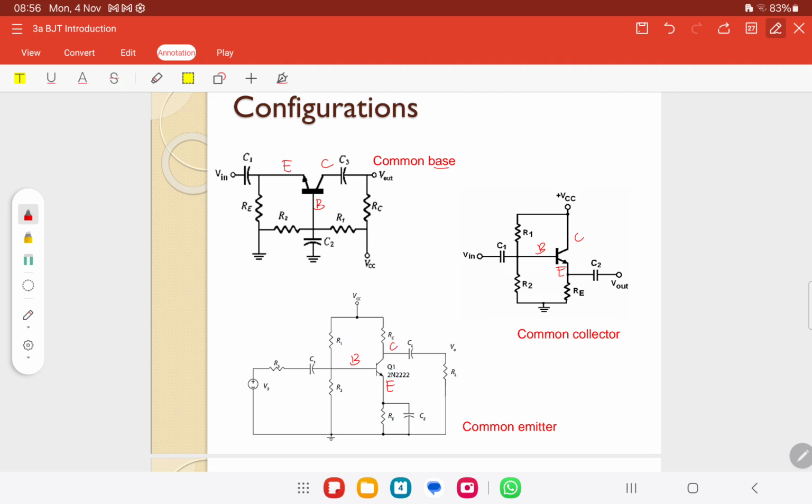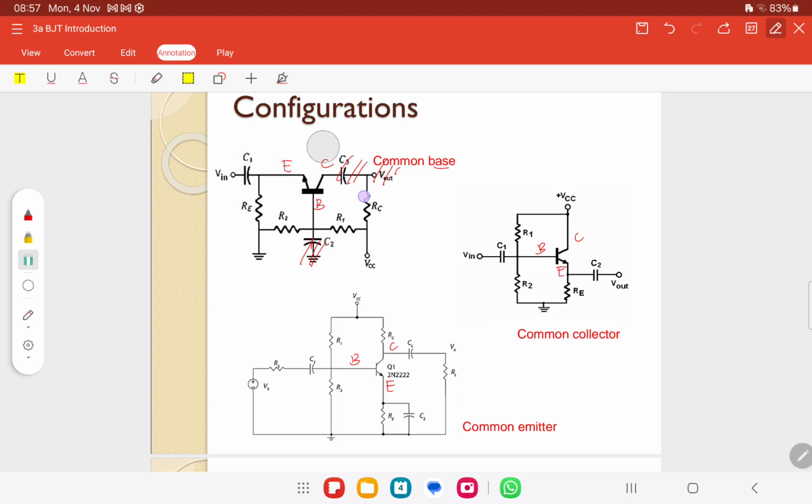Okay, this one is common base because in DC analysis we consider the capacitor as open circuit. If open circuit, it is considered not there, and the voltage source is considered ground. Okay, so this one will go to ground as well, in DC analysis. In AC analysis, there are conditions for the capacitor.